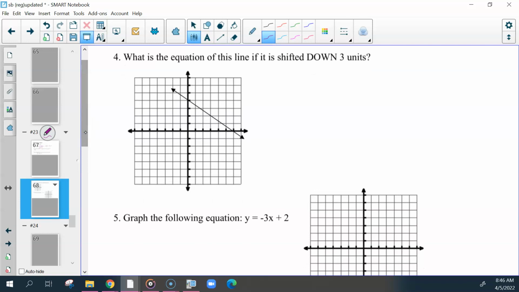For number 4, what is the equation of this line? It was shifted down 3. I know this is not something we talked about in this class, but if we wanted to shift this down 3, we're really just looking at the y-intercept and moving it down 3. The slope would not change, so whatever your slope is would stay the same. Negative. And then instead of plus 4, because we're moving it down 3, this would now be positive 1.